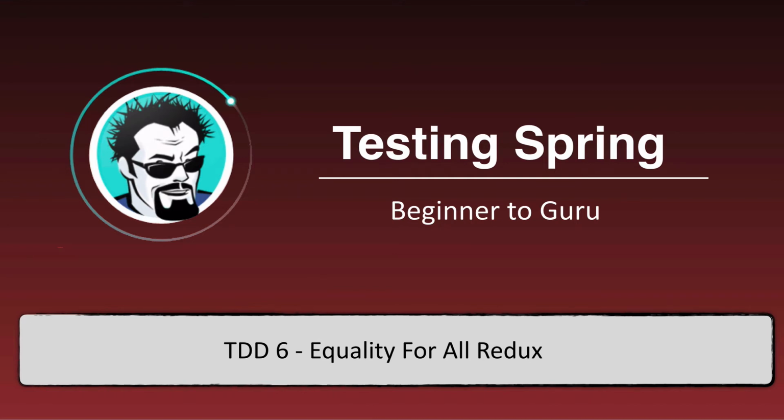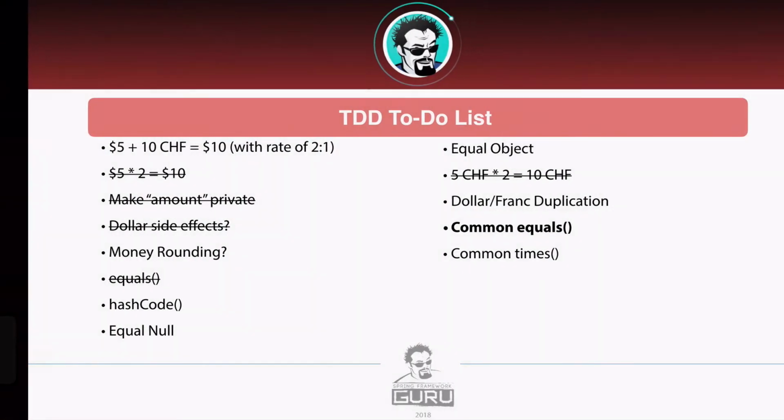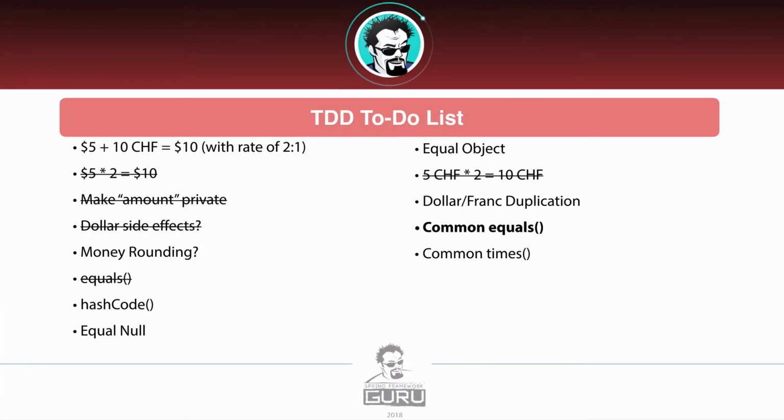All right. In this video, we are going to look at equality for all redo. So bringing back up our to-do list here, what we want to do is tackle the task. You can see it in bold there that I have common equals there because we do have code duplication here and we can get to a common equals method.